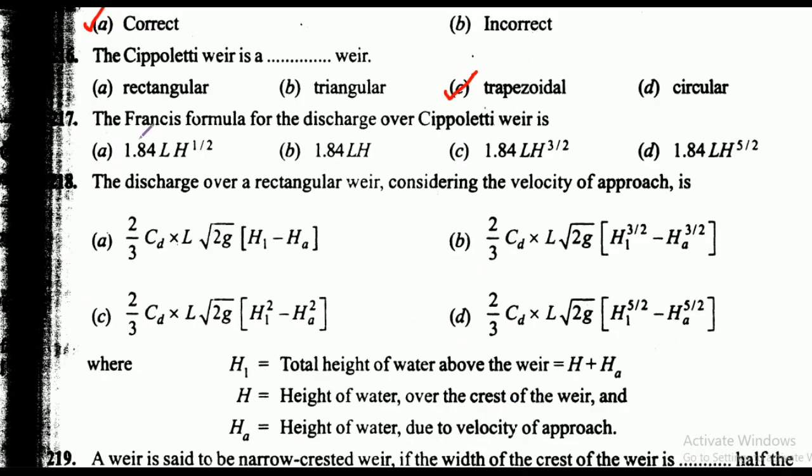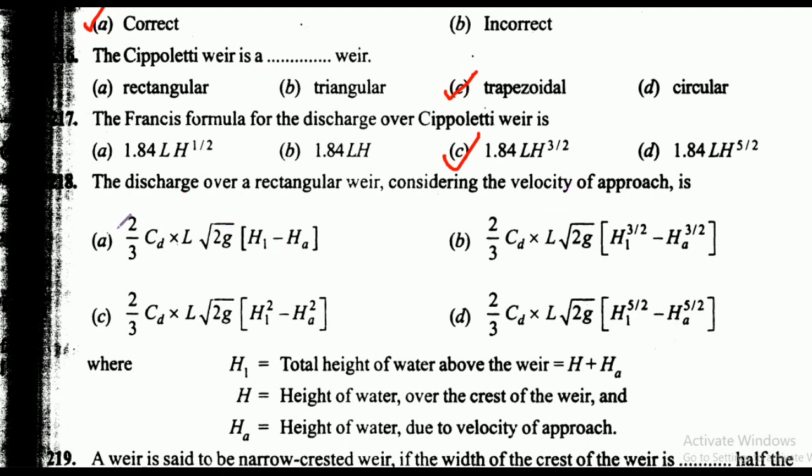Next is, the Francis formula for the discharge over Cipolletti weir is, here friends these are the options, and here the correct answer is option C, that is 1.84 into L H raised to 3 by 2.